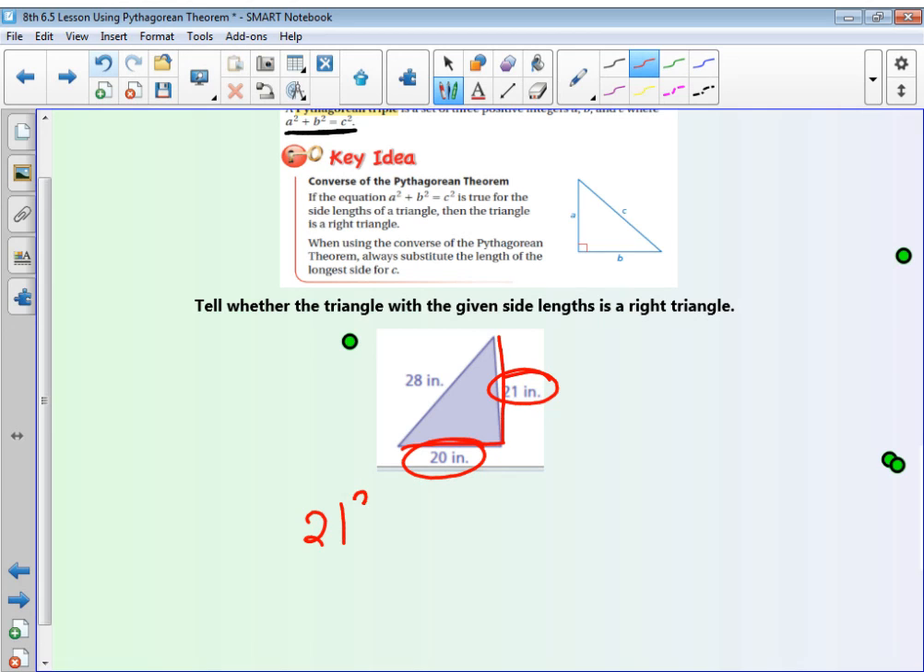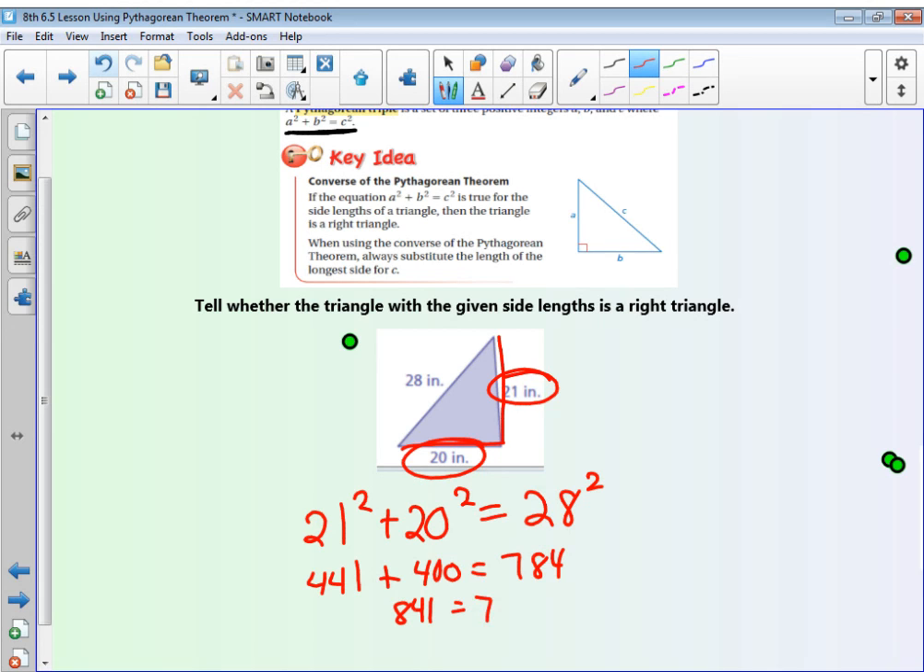So 21 squared plus 20 squared equals 28 squared. Like I said, we're not always going to have the picture, so we have to understand the steps. So 21 squared gives me 441, plus 20 squared is 400, equals 28 squared is 784. Okay, so now when I add my A and B together, I get 841. Is that equal to 784? No, it's not. So this would be a no.